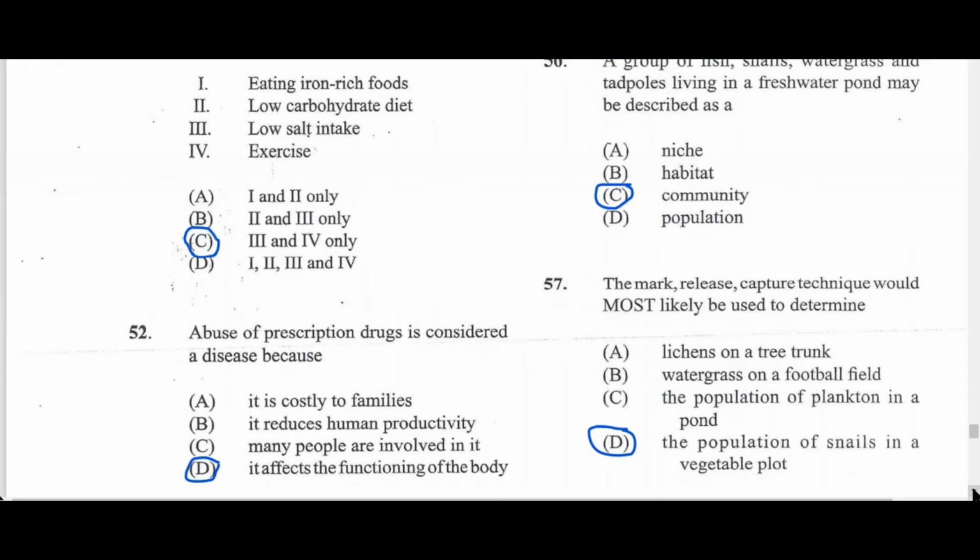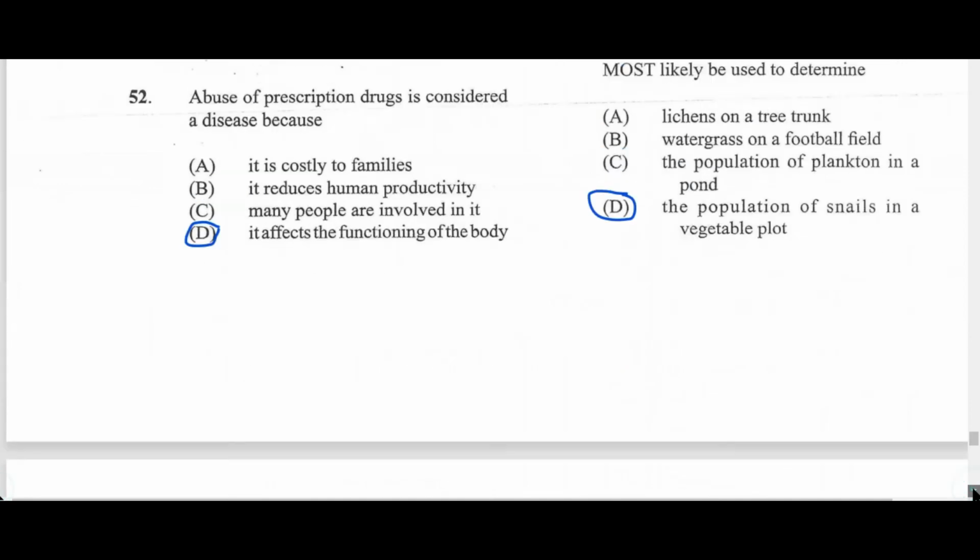57. The mark release capture technique would most likely be used to determine the population of snail in a vegetable plot. Here it is going to be D. Alright, snail are those slow moving stuff, and you want to know if you are able to capture them, recapture them, and that type of thing. Now this is the most suitable answer here for 57.